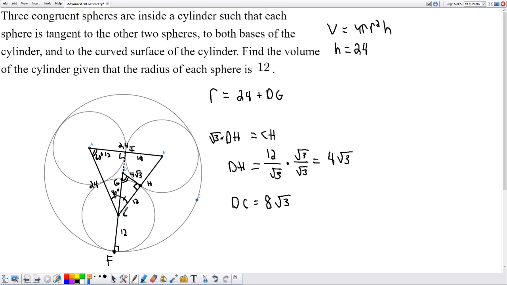Oof. Okay, so what does that tell us? Well, we know GC is 12 because GC is a radius of the sphere. So we can now find out what DG is, because DC equals DG plus GC. Now we know DC is 8 root 3, which is equal to DG's length plus GC, which we know, again, it's the radius, so it has to be 12. Therefore, DG is equal to 8 times the square root of 3 minus 12.